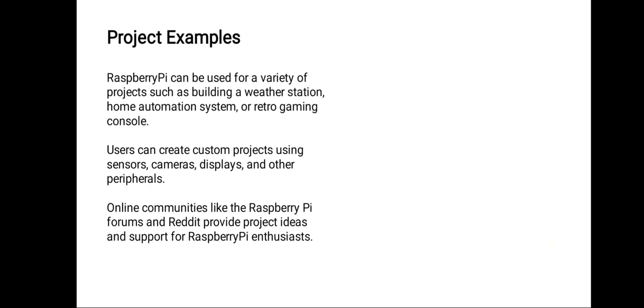Project examples. Raspberry Pi can be used for a variety of projects such as building weather stations, home automation systems, or retro gaming consoles. Users can create custom projects using sensors, cameras, displays, and more peripherals. Online communities like the Raspberry Pi forums and Reddit provide project ideas and support for Raspberry Pi enthusiasts. And these are the examples.